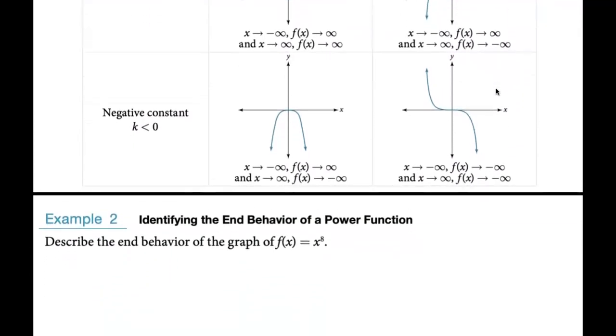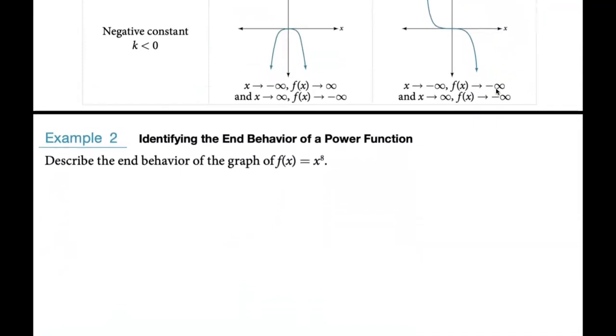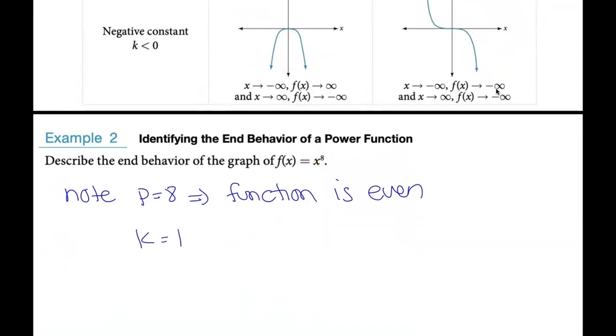So let's look at a function that's given to us and try to describe the end behavior of this graph. And we want to describe it using this notation. So notice we have x to the 8th power. So our power is an even number. Note p is 8. Our function is even. And then also k, the constant that's being multiplied in front of x, is a positive 1. So k is positive 1. So then we have an even function opening up.